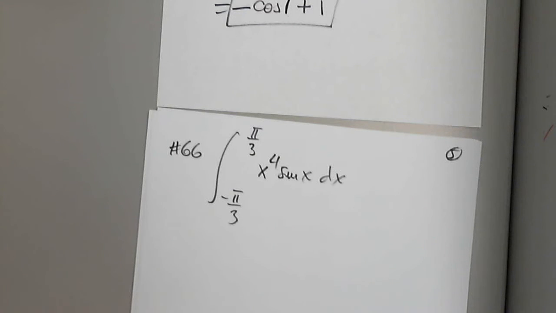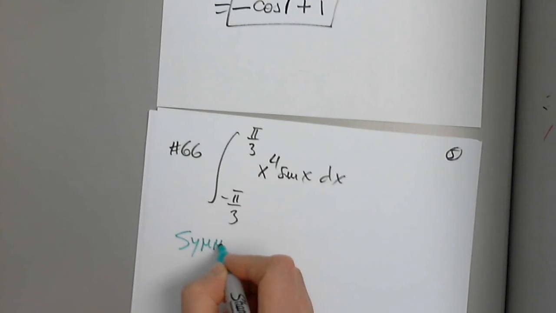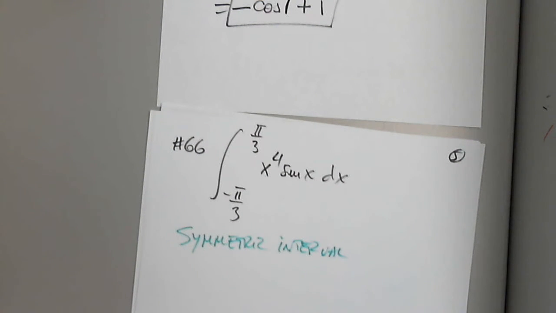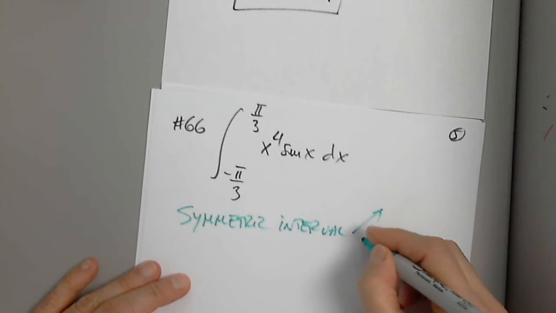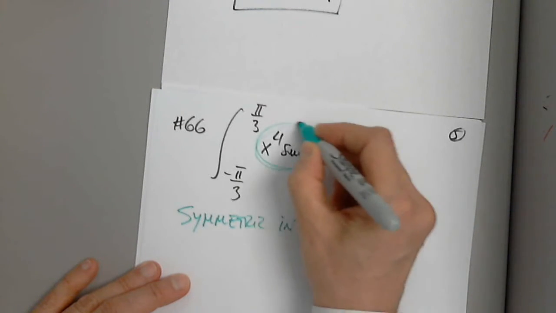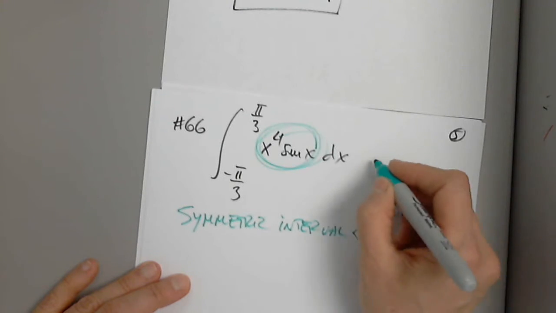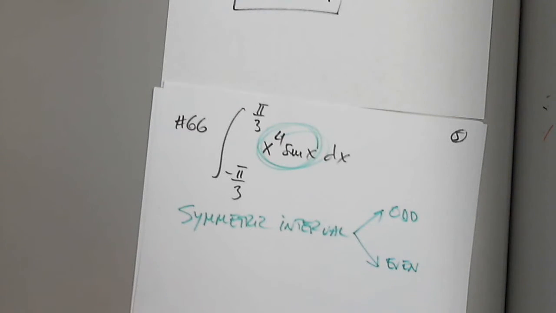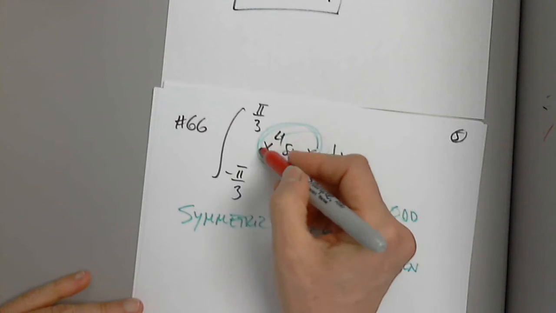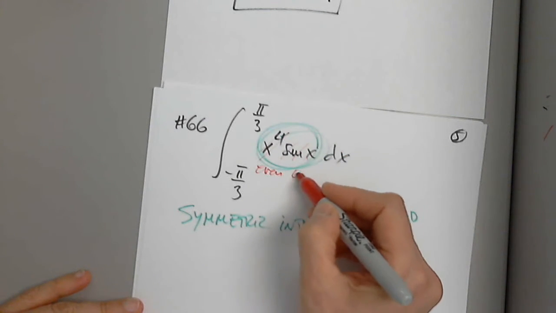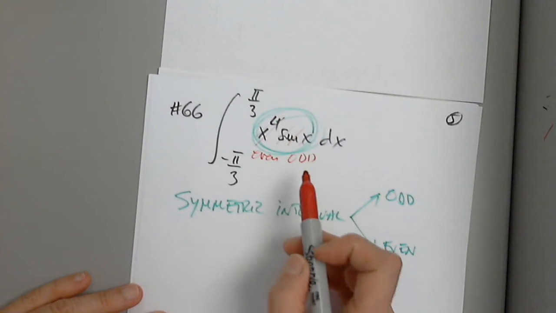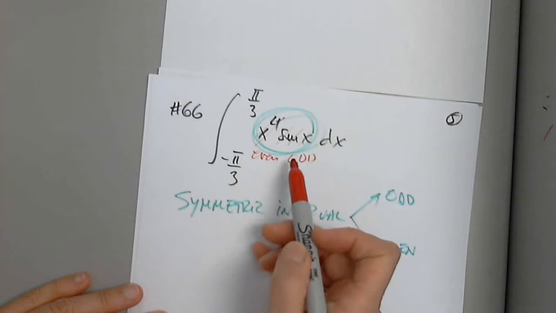I noticed something very important. I noticed a symmetric interval. Every time I notice a symmetric interval, I ask myself, is this function odd? If it is, I'll write 0. If it is even, then I'll write twice the integral from 0 to pi over 3. The function is odd. This piece is even, but this piece is odd. So odd is stronger. Yes, of course. Odd dictates.